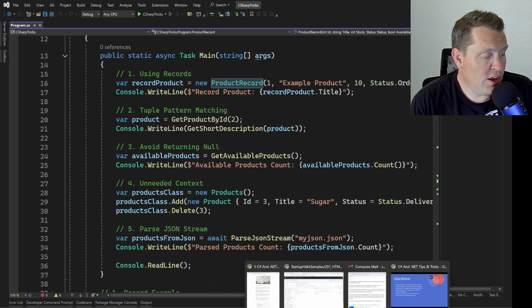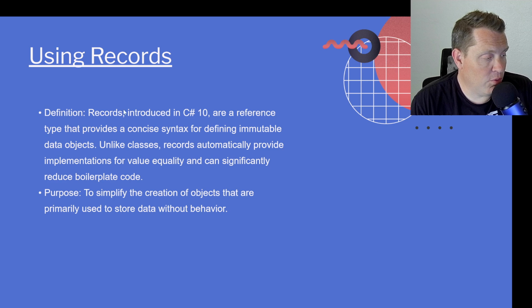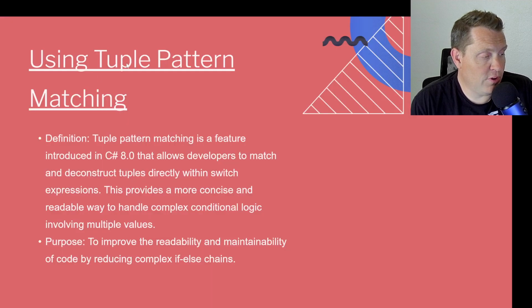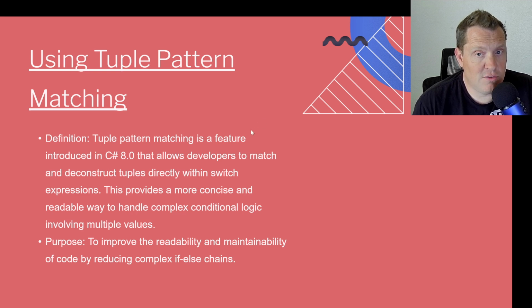All right, the next thing that we're going to dive into and talk a little bit about is using tuples and tuple pattern matching. Tuple pattern matching is a feature introduced in C# 8 that allows developers to match and deconstruct tuples directly within switch expressions. This provides a more concise and readable way to handle complex conditional logic involving multiple values. So the purpose here is to improve the readability and maintainability of code by reducing complex if-else chains.